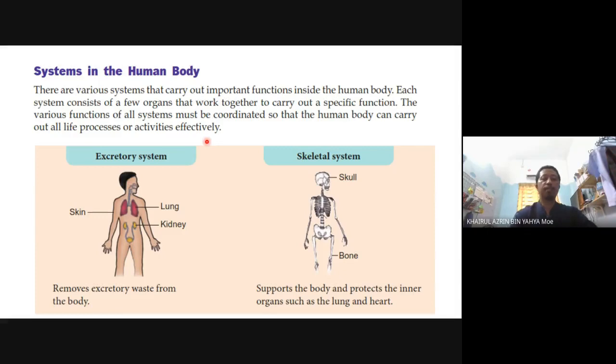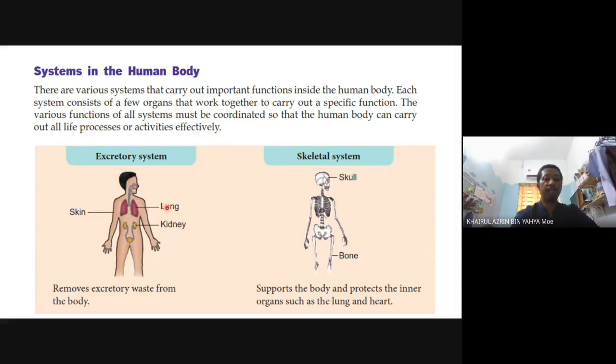So this is two example of system in the human body. Two example. First is excretory system. Second is skeletal system. Skeletal tu rangka atau rangka, tulang-tulang semua. Okay. Excretory is perkumuhan. Kita buang air kecil, air besar. Okay. So in excretory system we have skin. Skin tu excretory meaning kita berpeluh.